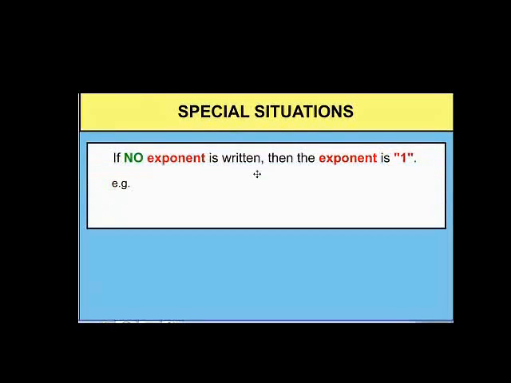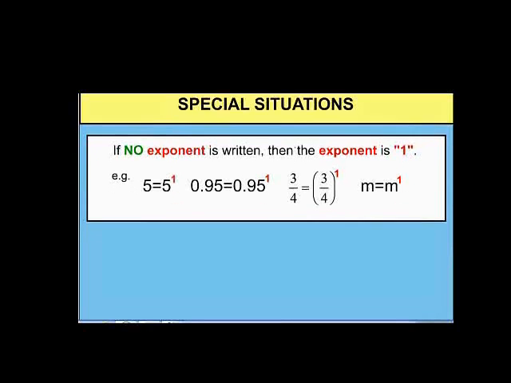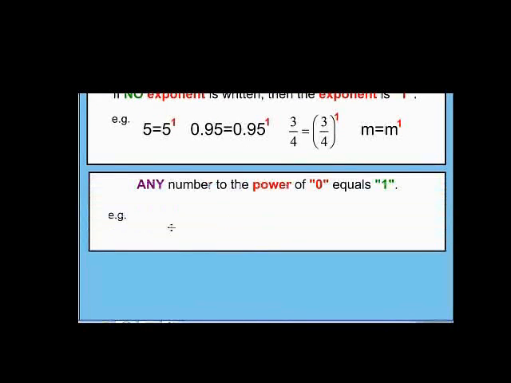And now we're going to look at a few special situations, some things that maybe at first don't seem like they make a whole lot of sense, but they all play out. All right, so if no exponent is written, then the exponent is 1. So for instance here, 5 equals 5 to the power of 1, 0.95 equals 0.95 to the power of 1. Same with 3/4, same with m. We don't normally write in the 1 over and over again because it just gets redundant. But sometimes you'll have questions that are combining numbers with exponents and numbers not showing the exponent. It's just important to remember that in that case, the exponent is actually 1, even though we usually don't write it.